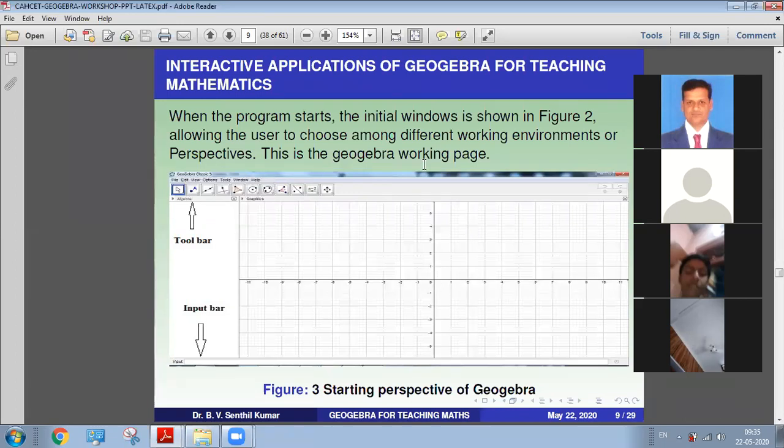This is the GeoGebra working page. Only in this page are we going to work with the different environments and perspectives. This is called the toolbar, and this one is called the input bar. Whatever we input or type here, accordingly we will have different graphs in this XY plane.